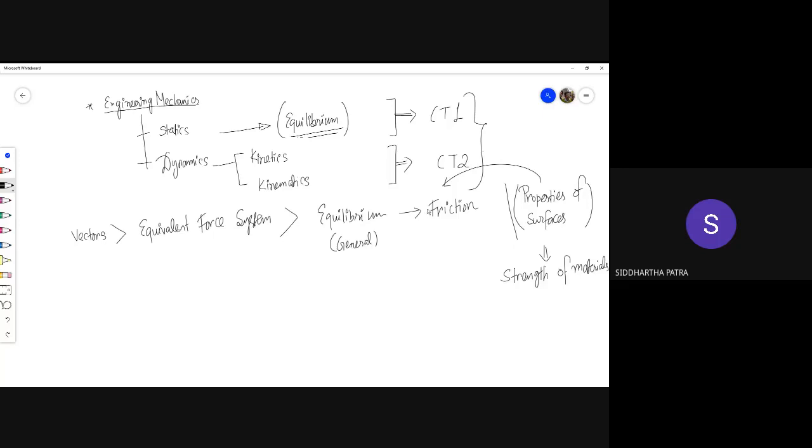Now, when we are looking into having an equivalent force system and eventually solving an equilibrium problem, there are two types of objects that we want to consider. Actually, the objects are not different. The object is everyday real life objects. Okay, but it is how you want to model them.